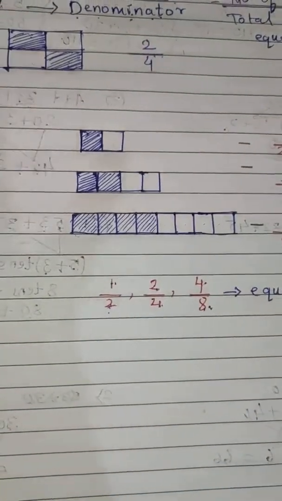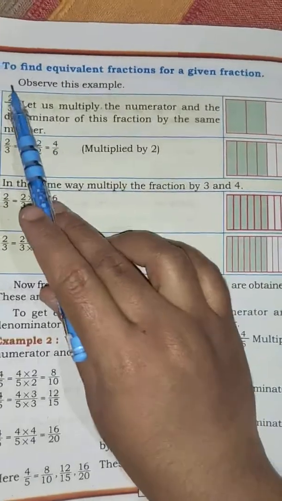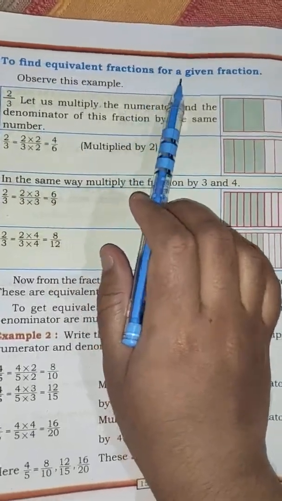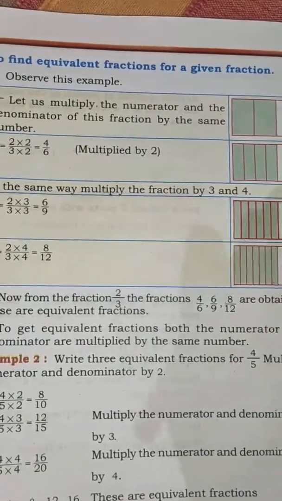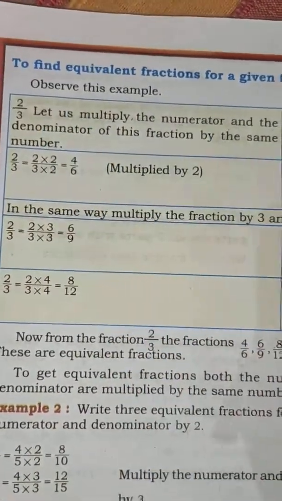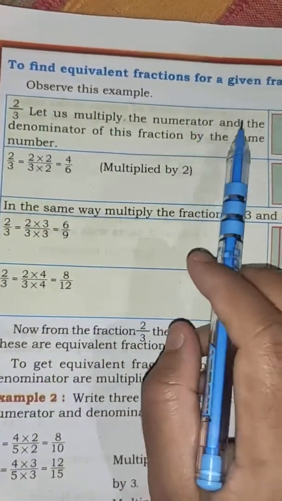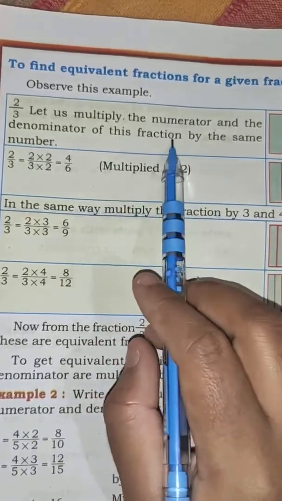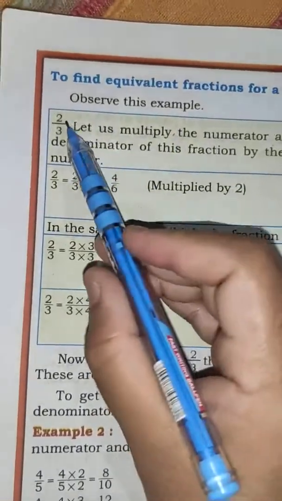Understood? Okay. Now children, come to page number 150. To find equivalent fractions for a given fraction. Equivalent is nothing but the equal fractions. Okay. Now we have just done it, right? So here they have given one example. Let us see it. So 2 by 3, let us multiply the numerator and the denominator of this fraction by the same number.